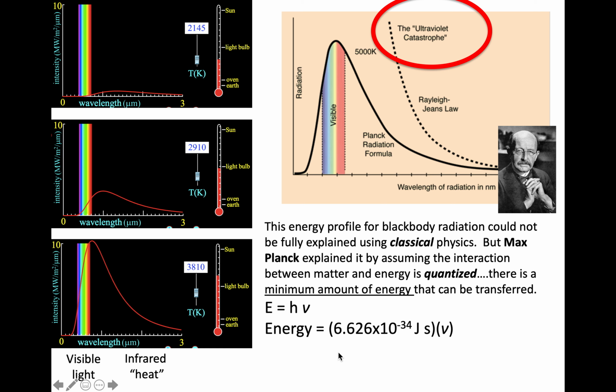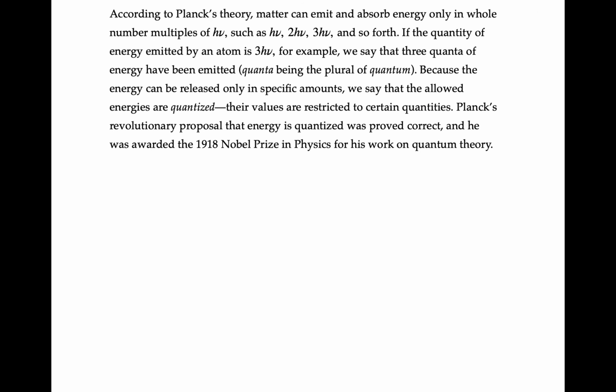It's a really small number, 6.626 times 10 to the minus 34 joule seconds. But it's still a number. It's saying there is a smallest amount of energy that is involved when we have a transfer between matter and energy. This is how the book describes it. It says that matter and energy can absorb energy only in whole number multiples of h nu, such as 1 h nu, 2, 3, 4. You can't have a fraction. It has to be transferred in these whole number amounts. That's what it means to say that the energy values are quantized. They are restricted to certain quantities.